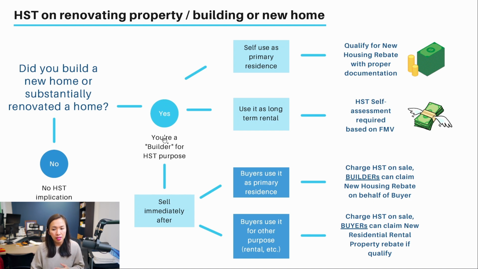That deemed sale results in the HST on self-assessment on the fair market value of your property. So you need to do a self-assessment. If your property is worth $1 million, you owe CRA $130,000. The fair market value is $1 million, and you owe CRA $130,000. You can lower that amount by claiming the HST that you paid to contractors to substantially renovate the property to a long-term rental, and you remit the delta to CRA.